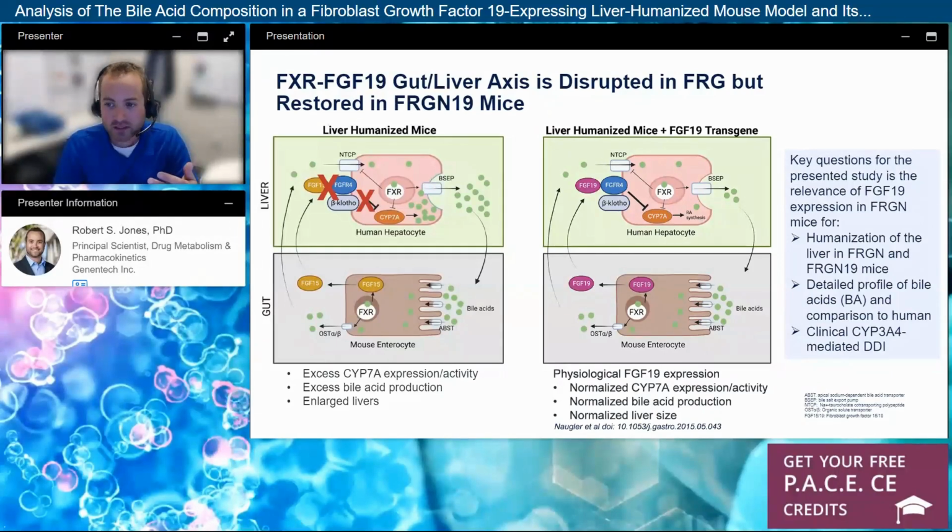And so some of the key questions that we presented in this study were the relevance of FGF19 as well as that expression, as well as FRGN mice in particular, the humanization of the liver in the FRGN as well as the FRGN19 mice. How much was that humanization? Was it successful in terms of the bile acid profiling, as well as the ability to recapitulate a known human physiologically relevant drug-drug interaction? In this case, we used rifampicin as well as triazolam, which is a very well-known induction pathway via cytochrome P450-3A4. And so we were able to recapitulate that. And I'll show some of that data on the following slides.